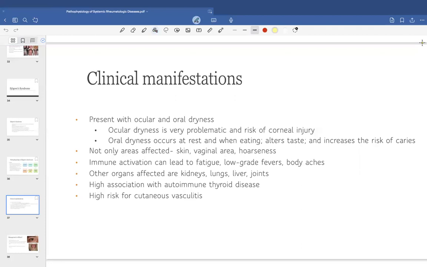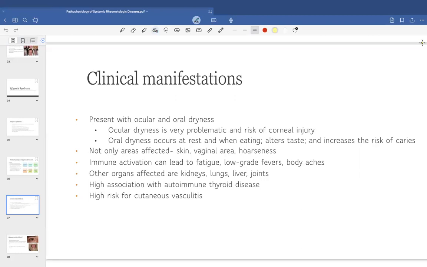So in Sjogren's, the main complaints tend to be the eyes and the mouth. However, because it affects the exocrine organs, it can also affect the exocrine glands in the skin. These patients have very dry skin. It can affect exocrine function in the vaginal area, so painful intercourse, dyspareunia, technical name, and then even hoarseness. So it can affect vocalization.